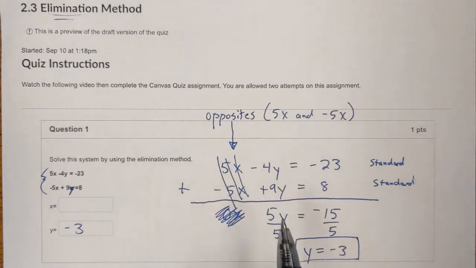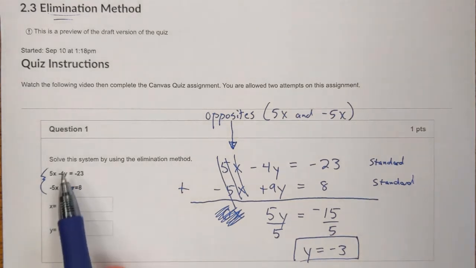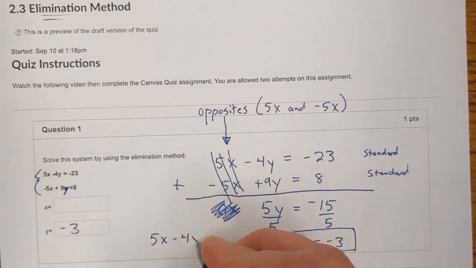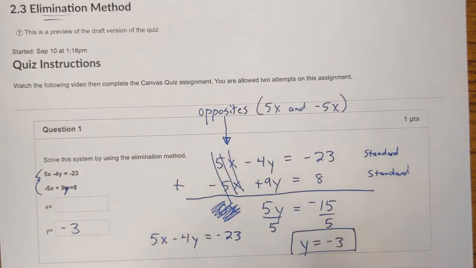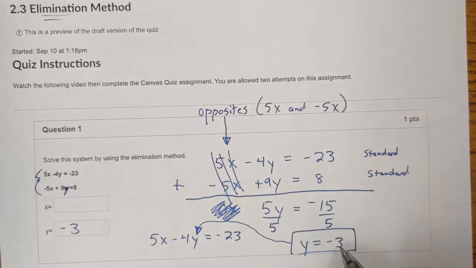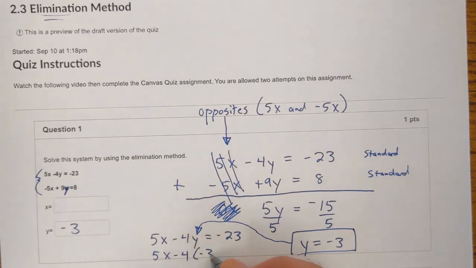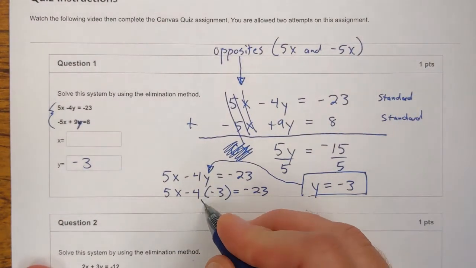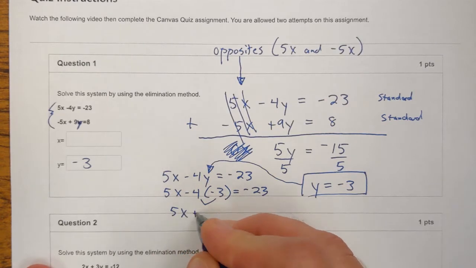What's a little trickier about the elimination method is how we find the other answer, in this case the x value. What we're going to do now is take either one of these lines. It does not matter which one. I'm just going to write down the first one. Okay, and we have our y answer. We're going to plug negative 3 in for y. And now we're going to solve this like an equation to solve for x. Negative 4 times negative 3 is positive 12.